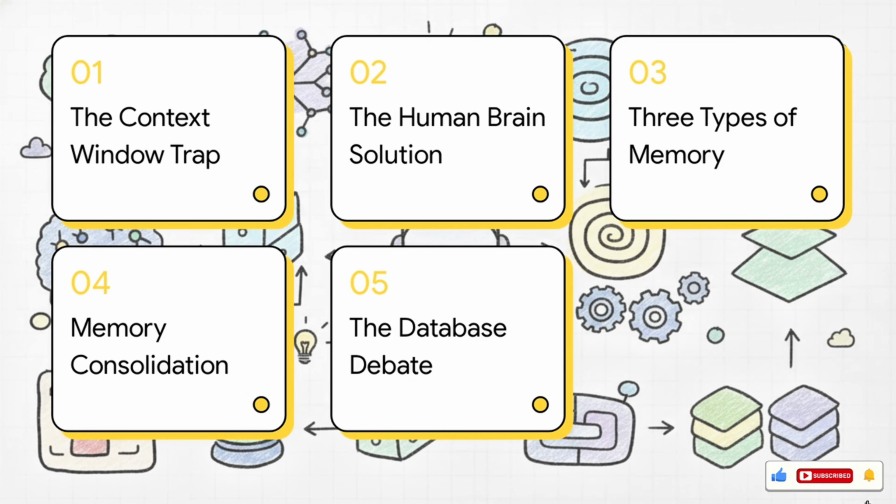Here's our roadmap for today's Explainer. We're going to start with the context window trap, explore the human brain solution, break down the 3 types of memory, walk through the memory consolidation process, and finally, dive into the database debate.